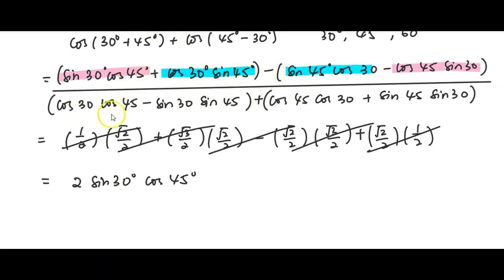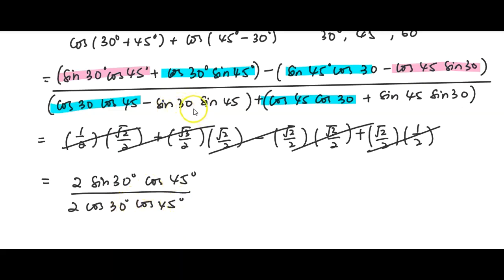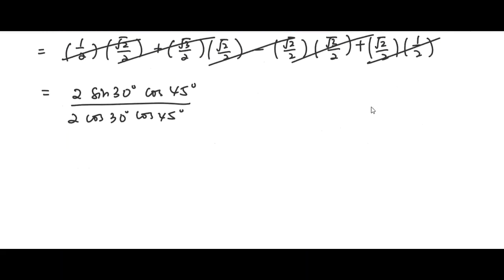And down here, let's look for the like terms, which is cos 30, cos 45. These two terms, they are equal. Okay, cos 30, cos 45. So we got positive plus positive, positive. We have 2 of the cos 30, cos 45. Okay, and the negative sin 30, sin 45, they are like terms. One is negative, the other one is positive, so we just cancel off each other. So finally we have this.